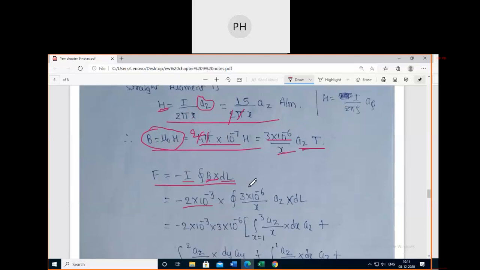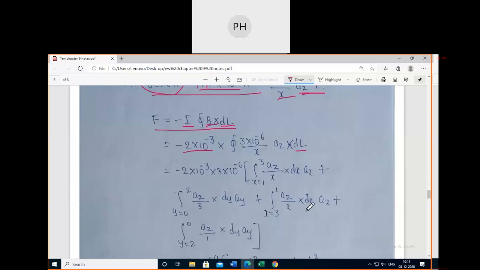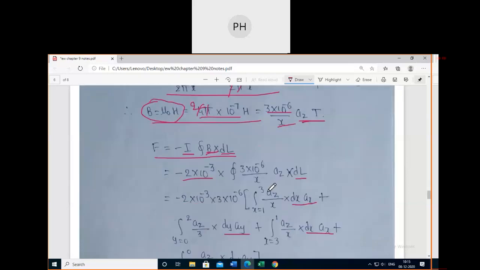Now we will go with respect to dl. You can observe: the first line is dx into ax, the second line is dy with respect to ay, the third line is dx with respect to ax, and the fourth line is dy with respect to ay only. The x component we will see one by one.